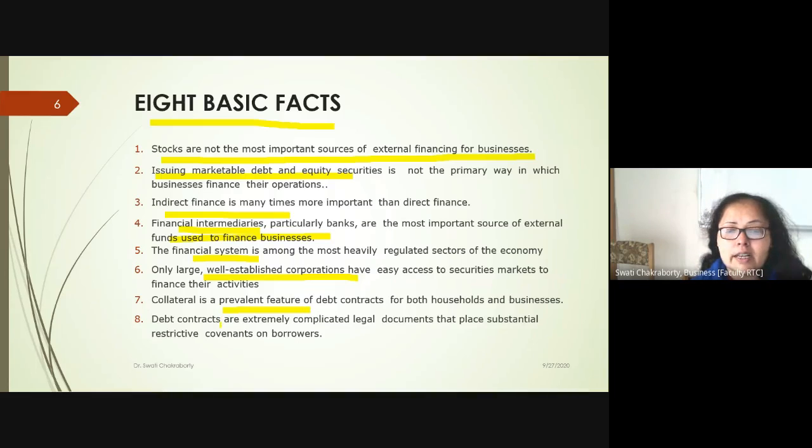Eighth, debt contracts are extremely complicated legal documents that place restrictive covenants on the borrowers. Because when you take loans, you have to sign some legal documents. There are some restrictions which would make the borrowers think whether they would take it and under what terms and conditions. So these are the 8 basic facts which we would be referring to quite often in this chapter.